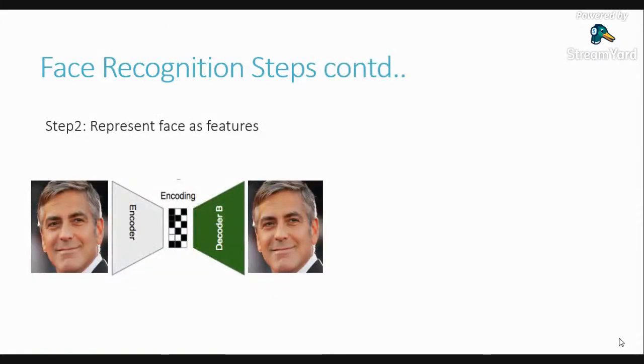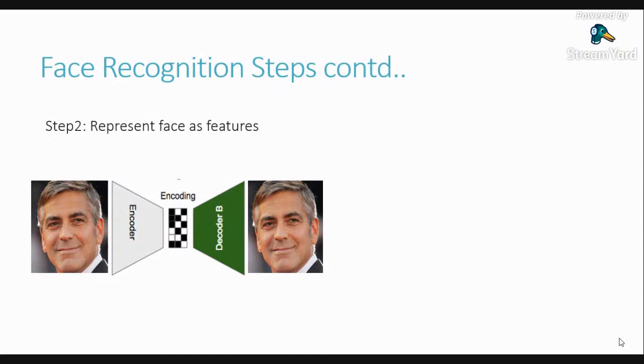Okay, so what we have to do is represent a face as features. That means we will be computing encodings of a face. We will be using an encoder-decoder to compute these encodings. This encoder-decoder is a neural network based architecture where we provide an input image to the encoder, and the decoder tries to reproduce the same image from the encoding that the encoder generates.